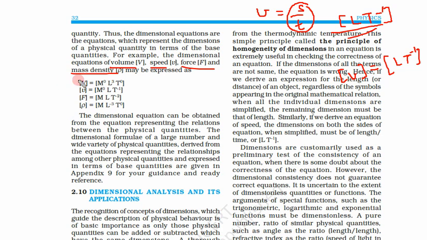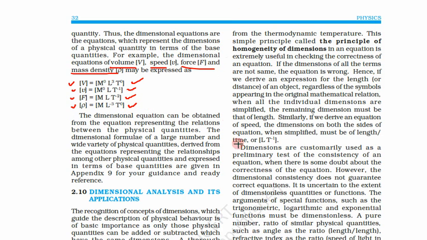So here some of the dimensional equations are shown. For volume, M0 L cube T to the power 0. So see, here we have equated this physical quantity with its dimensional formula. So the equation of any physical quantity with its dimensional formula is called a dimensional equation. This is speed. Speed is M0 LT minus 1. Force is MLT minus 2. Density is mass divided by L cube, ML minus 3 T to the power 0. In this way we write the dimensional equations.